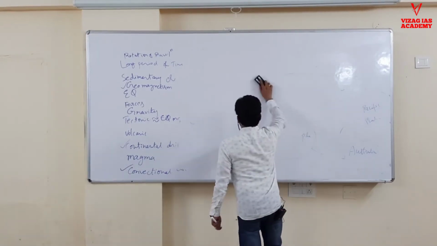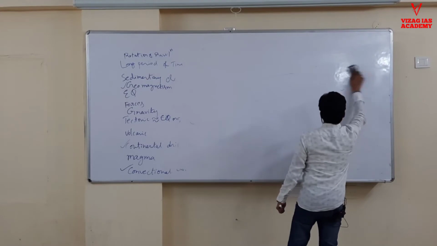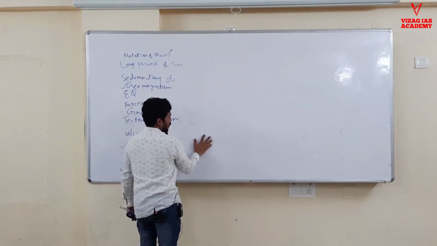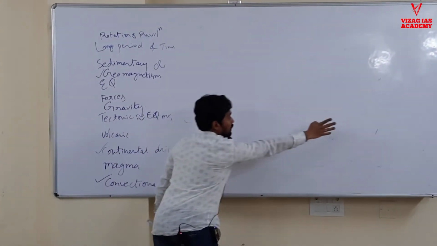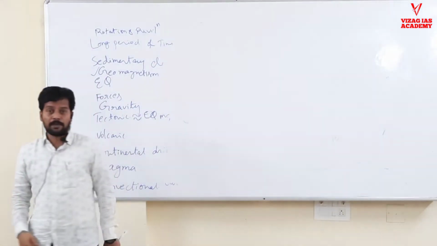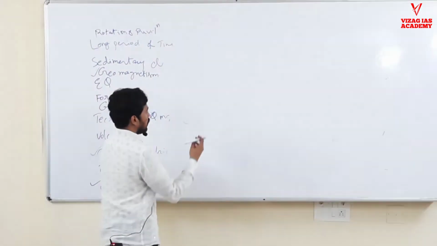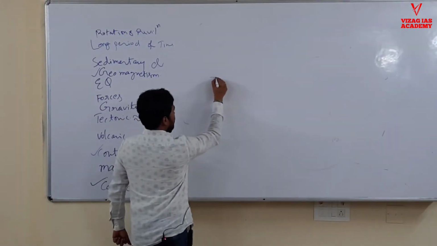Okay, lithospheric plates can be continental plates or oceanic plates. Just you saw, North American and South American are continental, whereas Atlantic and Pacific are oceanic lithospheric plates. So now I am taking convergent and divergent together.